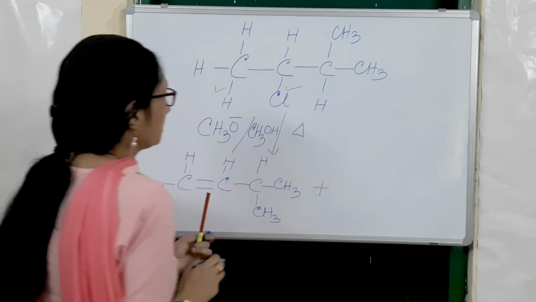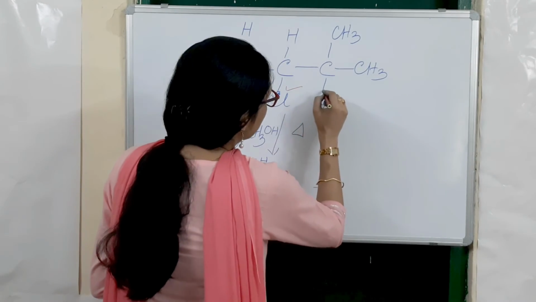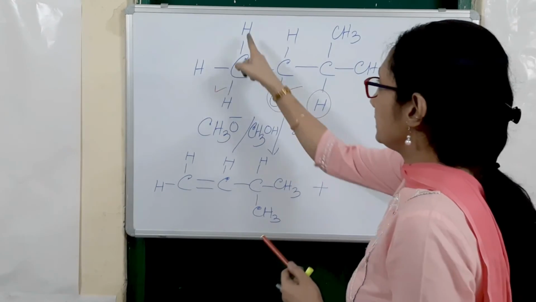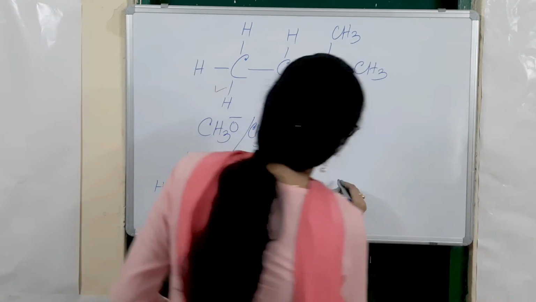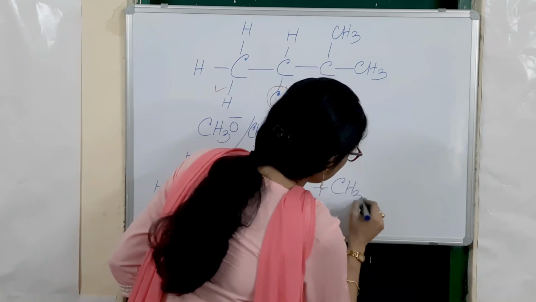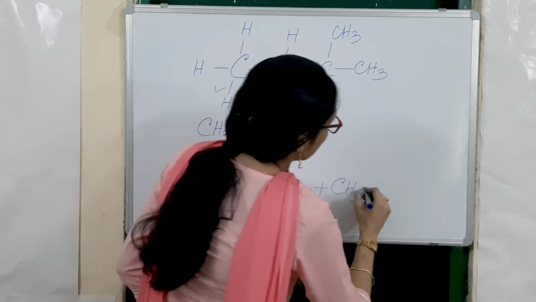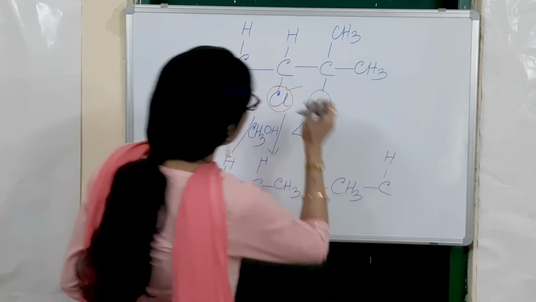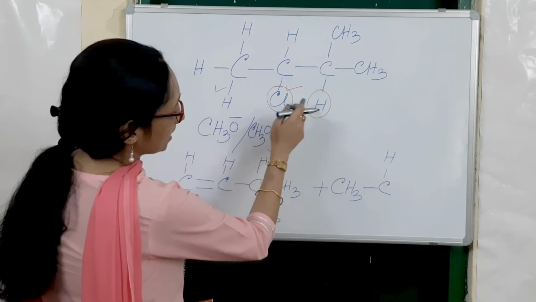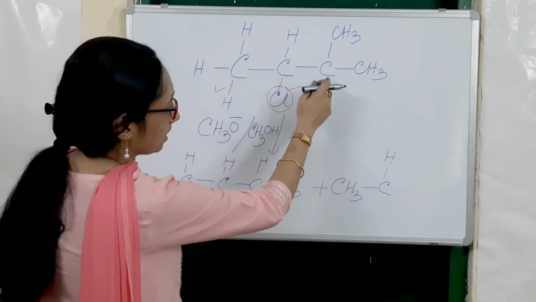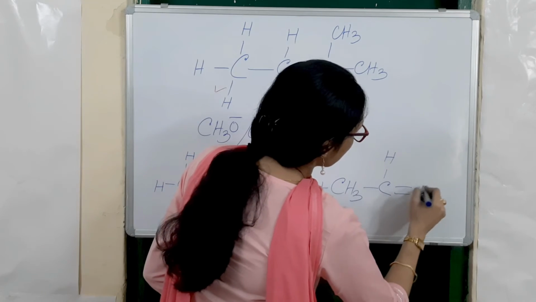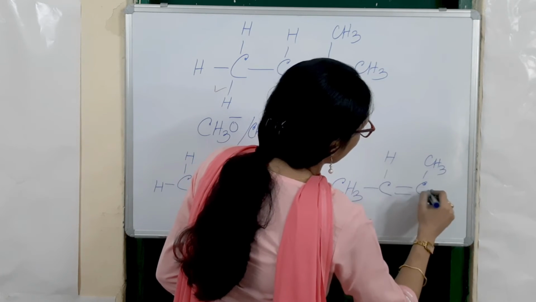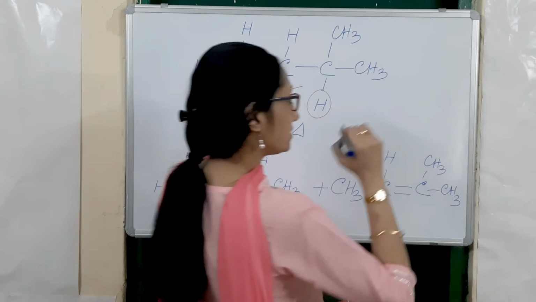Plus, now suppose I am removing this H and this Cl. Now what will be the product? This CH3 is intact. So here CH3 single bond C. Since H and Cl are removed from these two adjacent carbons, a double bond will be formed. Here you have CH3 and here also you have CH3.